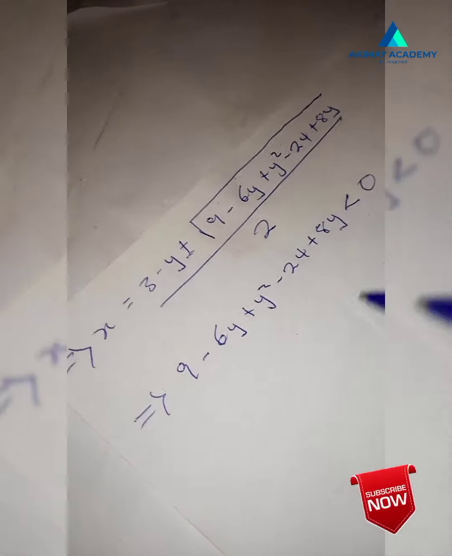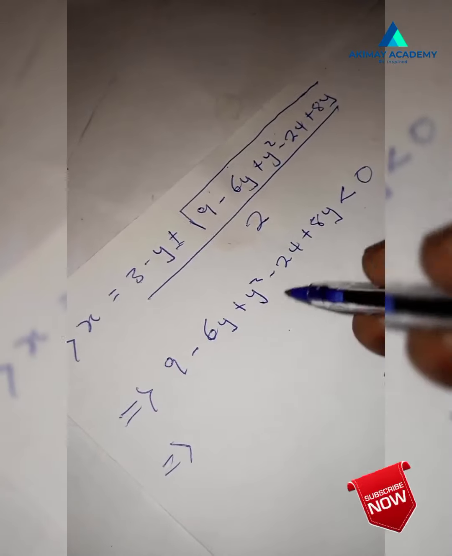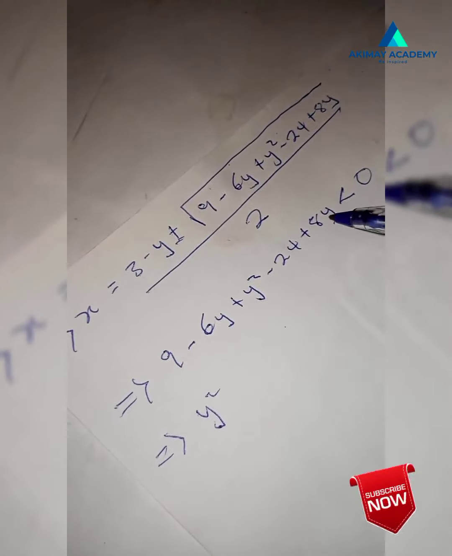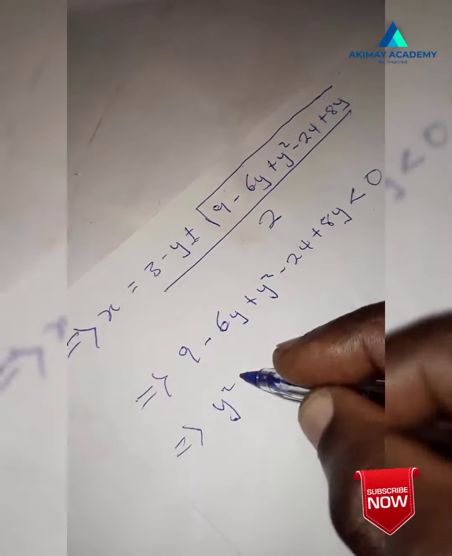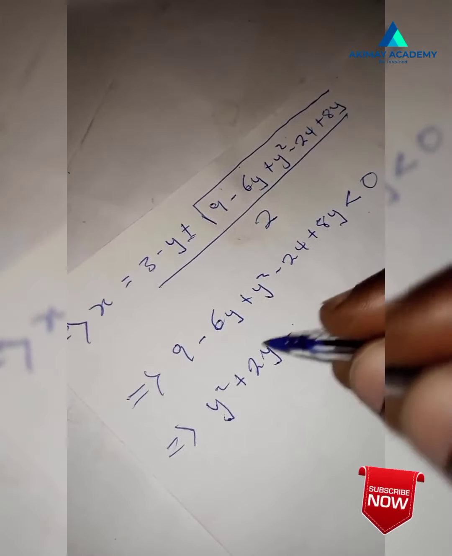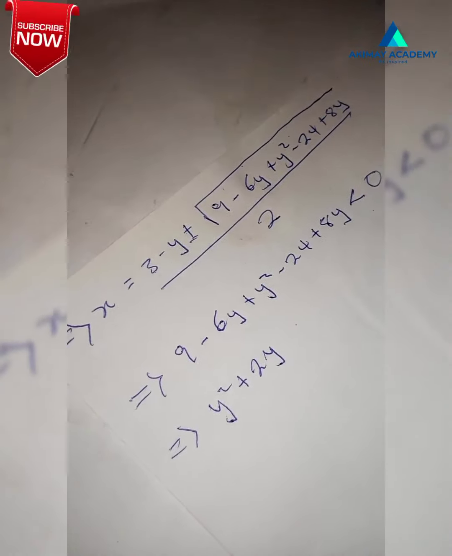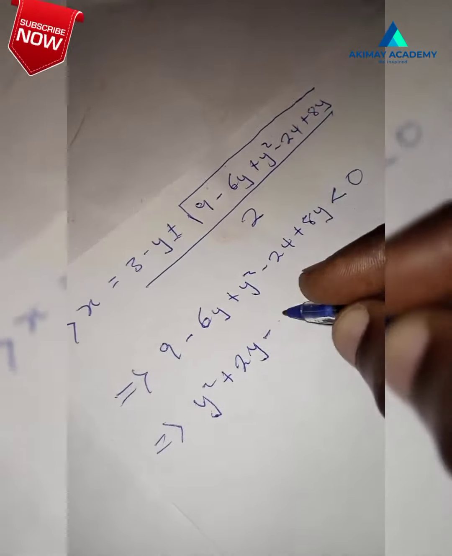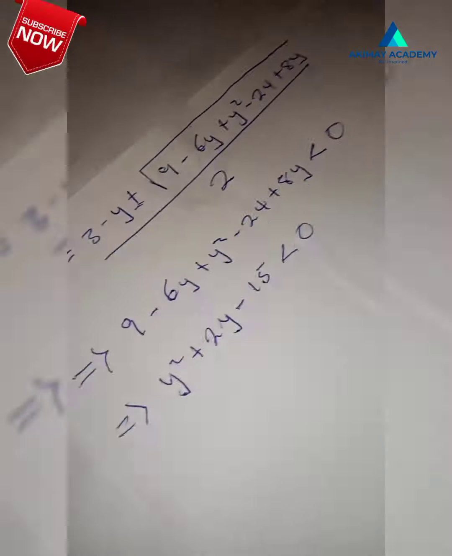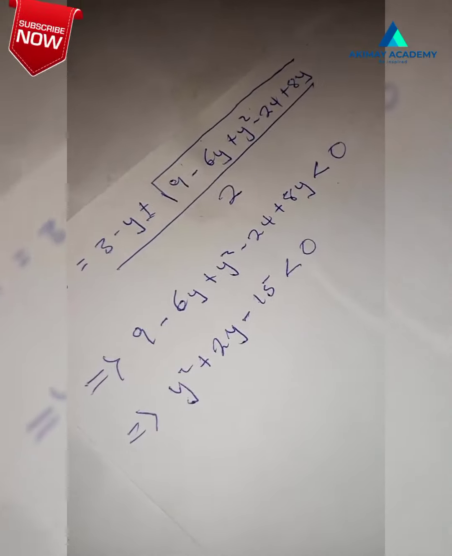So here we simplify them, and we have our y squared over here, then 8y minus 6y, which will give us plus 2y. Then we have positive 9 and minus 24, which will give us minus 15, less than 0. So this is a quadratic inequality, so we can factorize it completely.